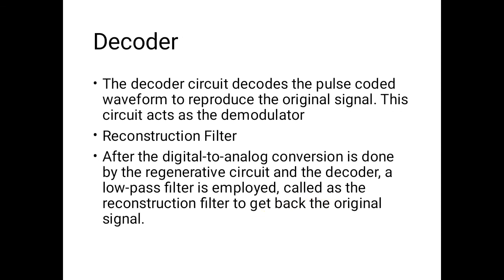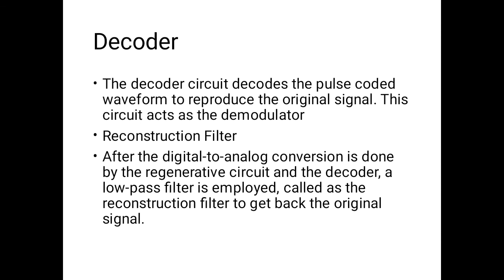Decoder. The decoder circuit decodes. Decoding means after receiving analog in digital form, the receiver should be able to decode the binary values into decimal, so that he can confirm whether he has received the analog signal which has to be transmitted or not. This circuit acts as a demodulator. You know what is demodulation. And reconstruction filter, last one.